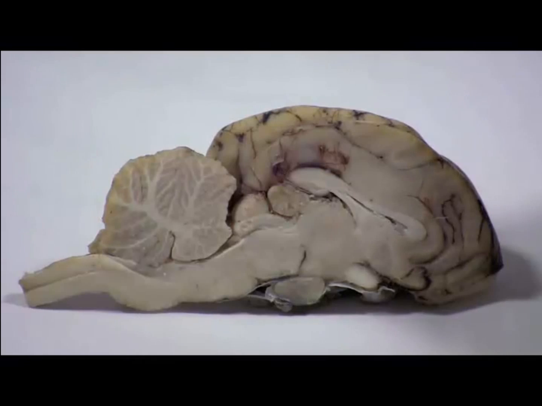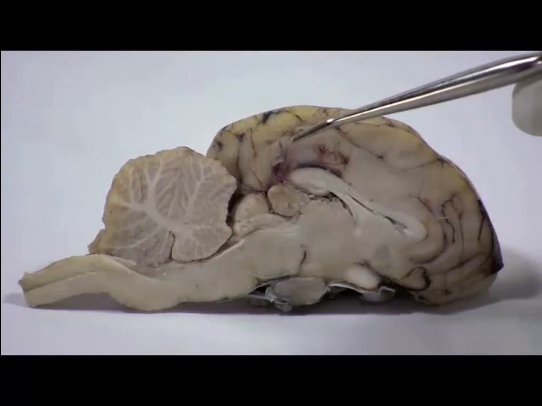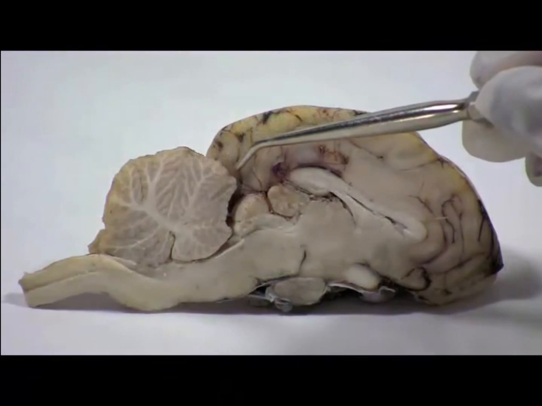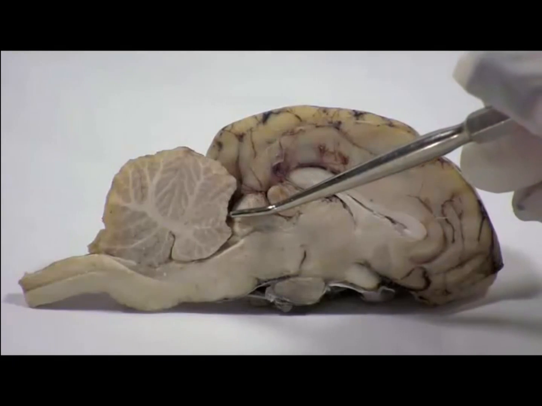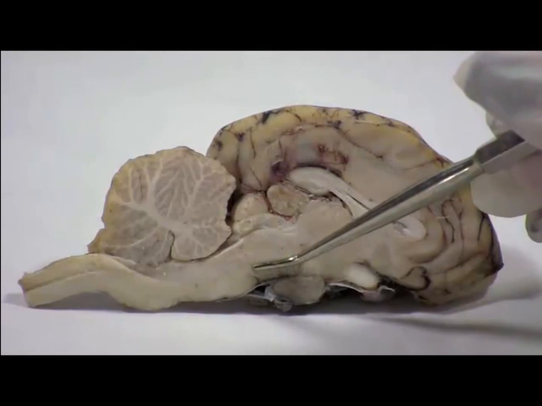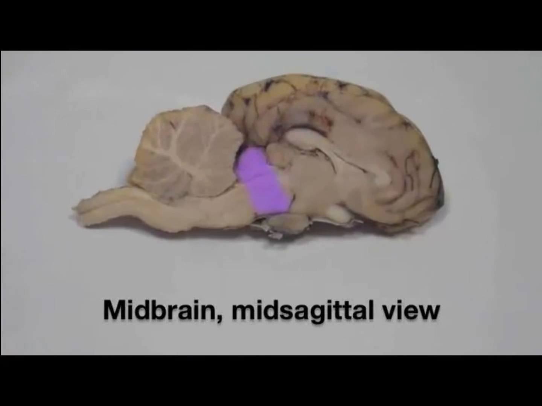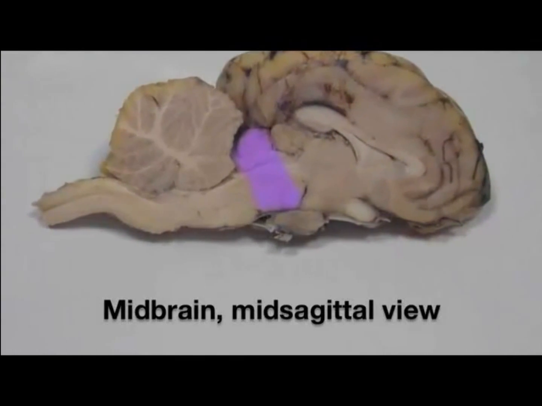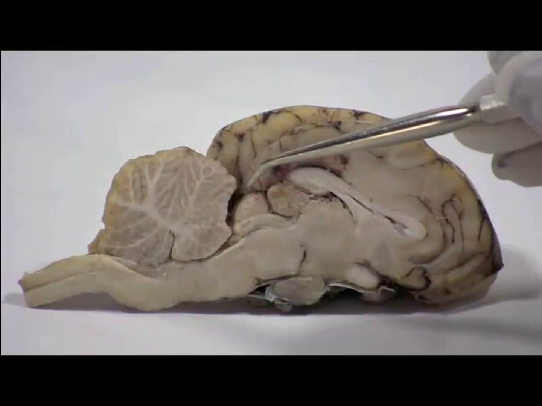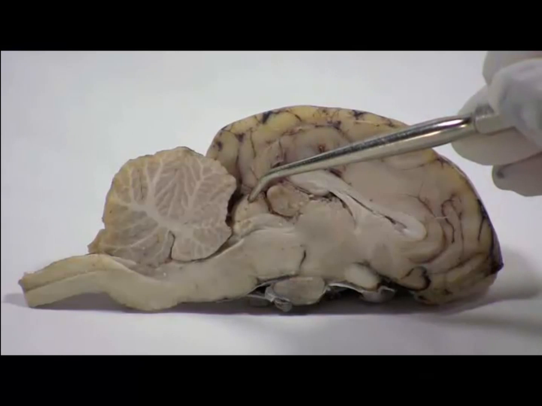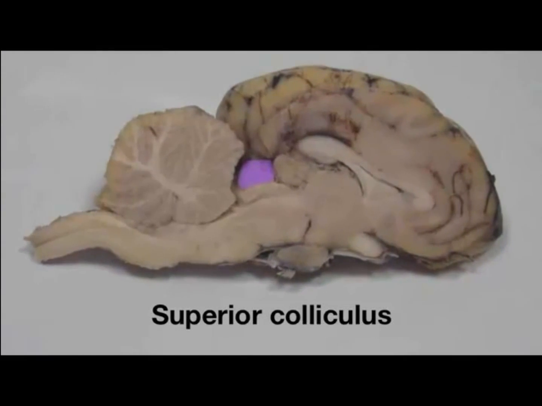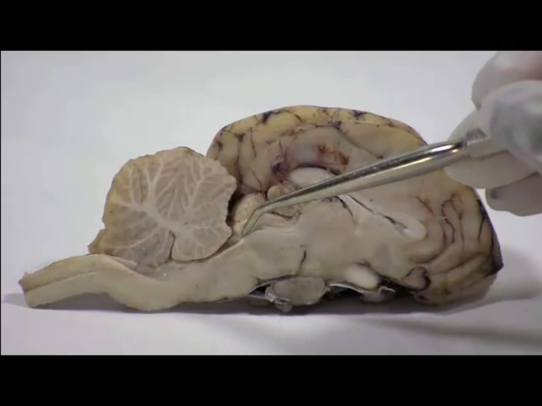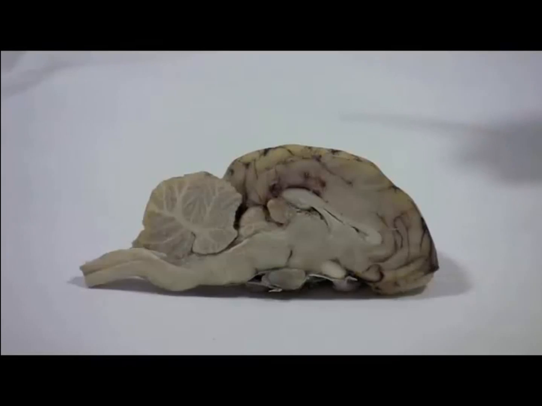Lastly, let's take a look at the brainstem in a mid-sagittal section. Here is the transverse fissure, and just anterior to the transverse fissure is the superior portion of the brainstem, a region called the midbrain. We can see a superior colliculus, here's the cerebral aqueduct.